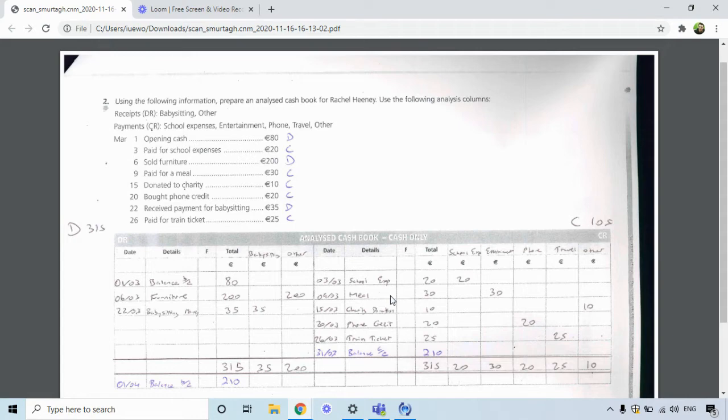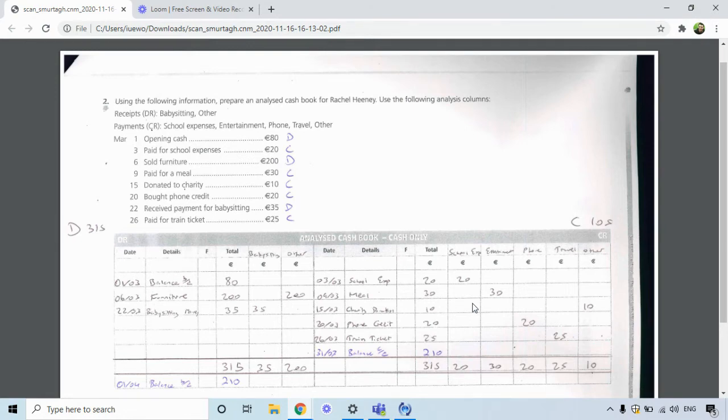Received payment for babysitting, that is money coming in. So the debit, 22nd of the 3rd, your babysitting money is €35, so 35 in the total and 35 in babysitting. And the last transaction then, the 26th of the 3rd, is your train ticket. So €25 out of your account, and that's gone to your travel. So what we've done there then is we've managed to show all our figures in our total columns, whether it's on the debit side, money coming in, or the credit side, money going out. And then we've categorized where exactly the money has gone.